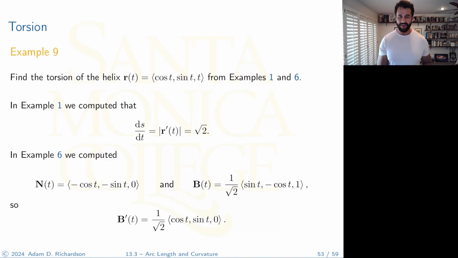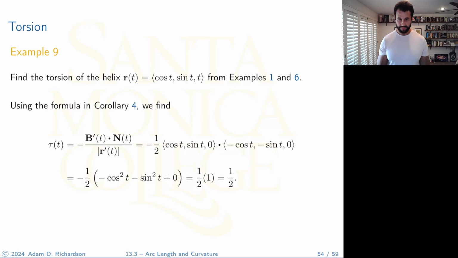All right, here we go. An example, we're going to put all these things together. This is why I keep reusing this example, because that way you don't have to recompute everything. In example 1, we found that the length of r prime was root 2. In example 6, we computed a unit normal vector and the binormal vector. So now we can compute the derivative of B, which is that. Now we can put it all together. So tau of t is the opposite of B prime dot n over the length of r prime. You can go through the calculation and you get 1/2. There it is, 1/2.